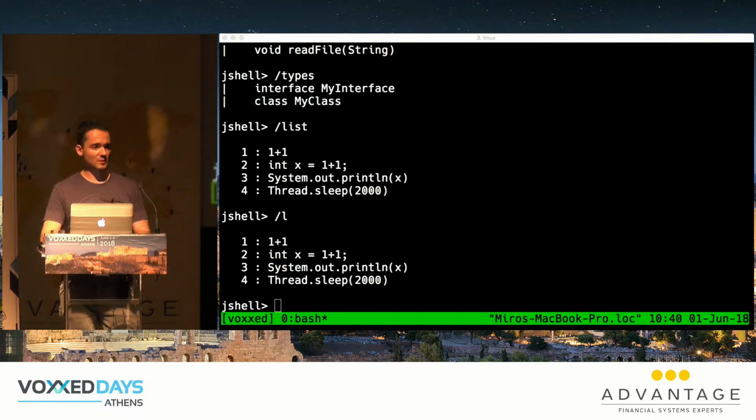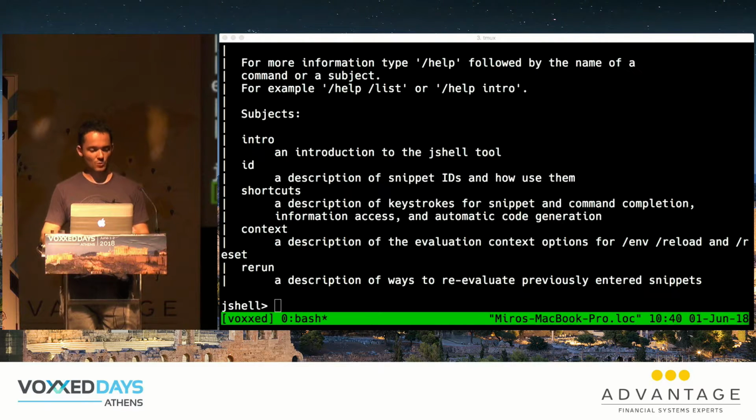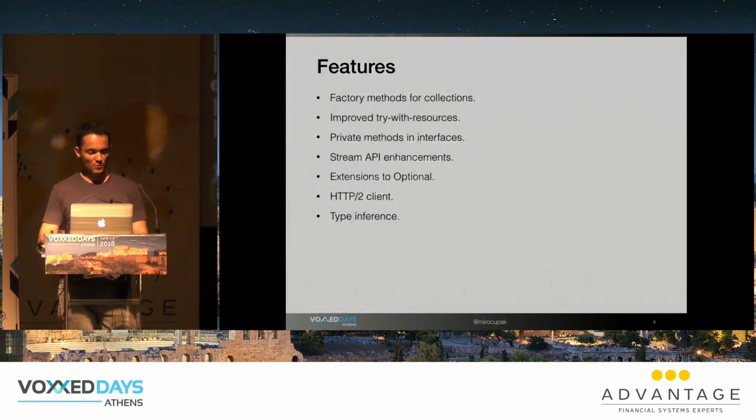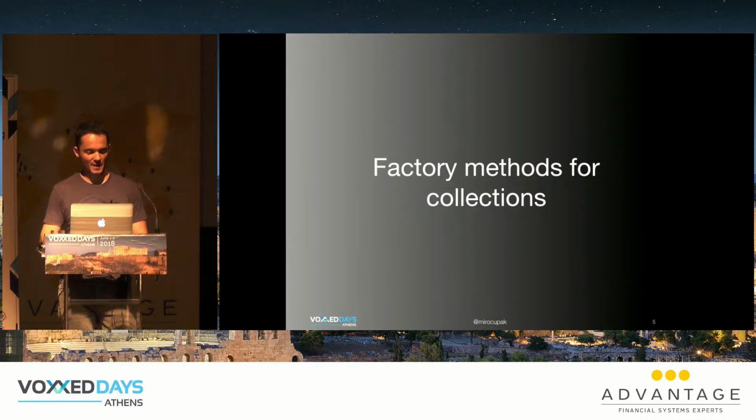And finally, last but not least, there's a command called /help, which essentially tells you everything that you need to know about JShell and everything that you can do within JShell. It's actually pretty well documented, so you can find all the information there. And that's pretty much all that you need to know about JShell, really. So let's move on to the first API. And that's factory methods for collections.